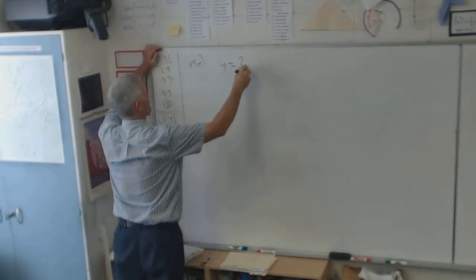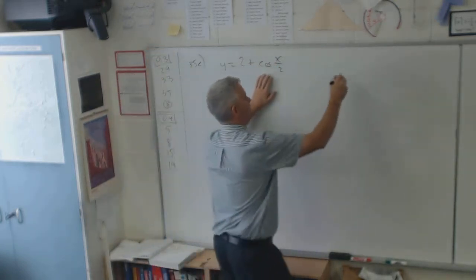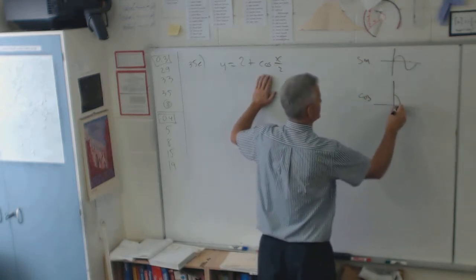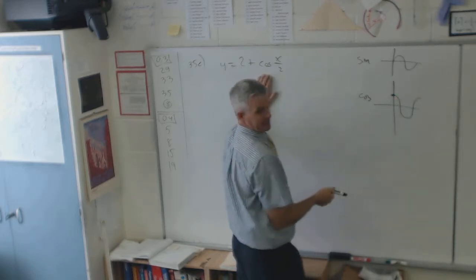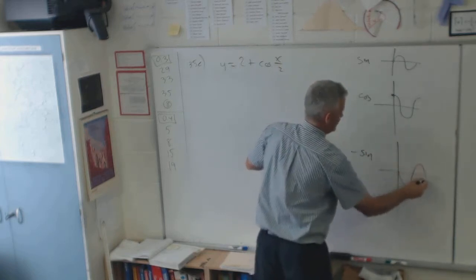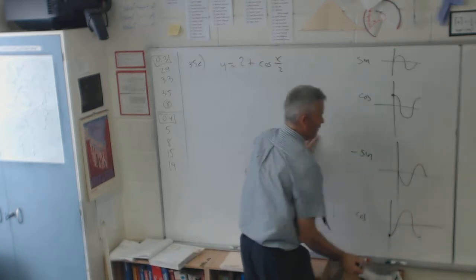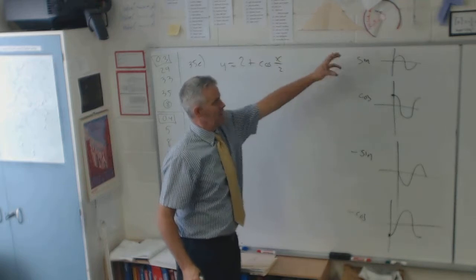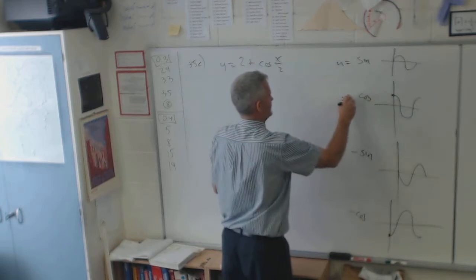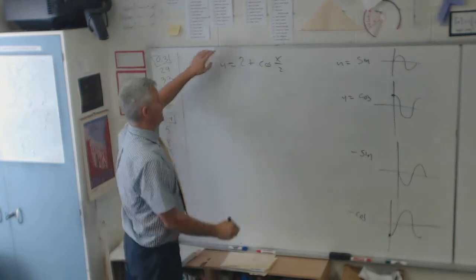Y equals 2 plus the cosine of x over 2. Okay, now what we're going to realize is that a sine curve looks like that normally. A cosine curve starts at the top, looks like that. If they actually had a negative sine curve, we'd have to flip it. If they had a negative cosine curve, we would flip it as well. We're multiplying by -1, so it flips over the x-axis. This is a positive cosine curve.